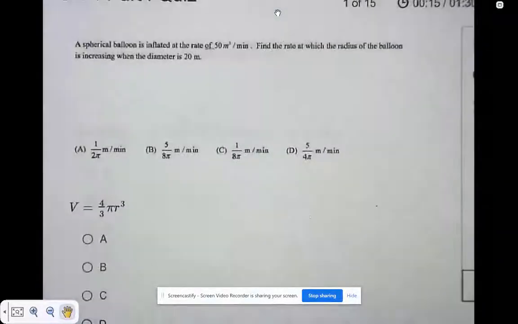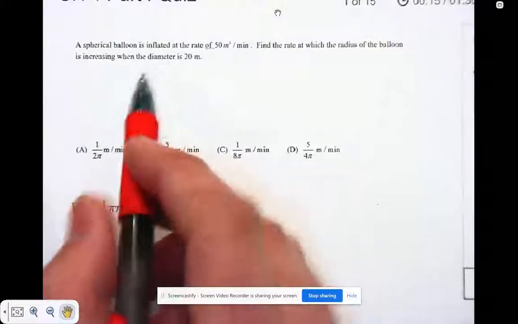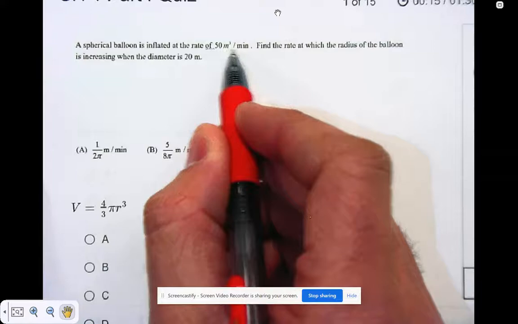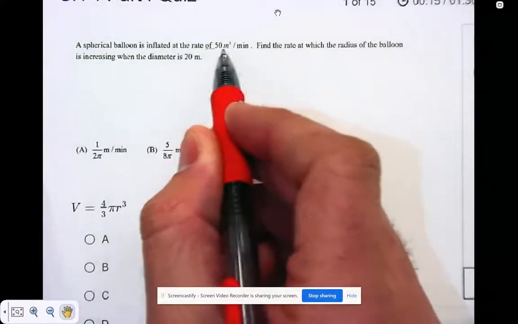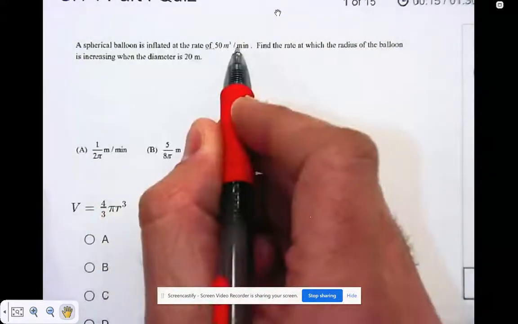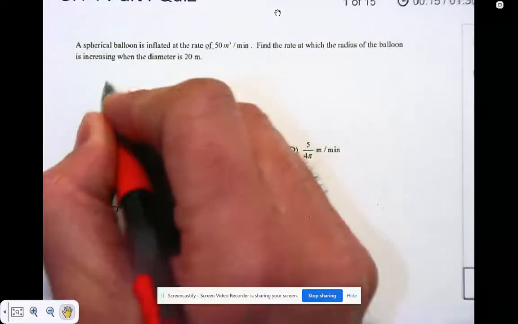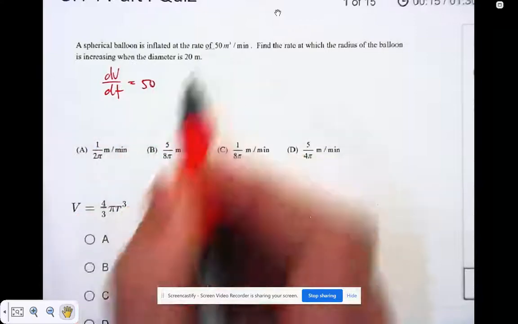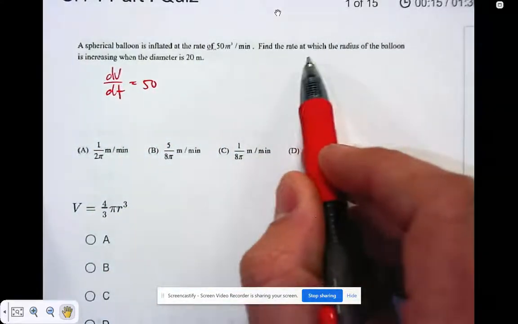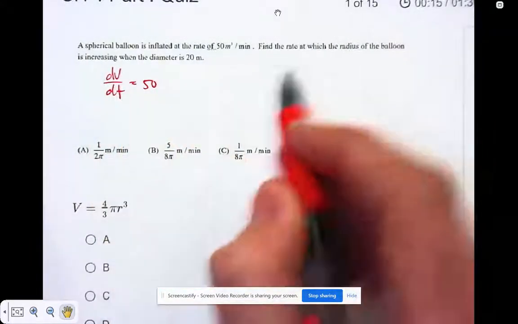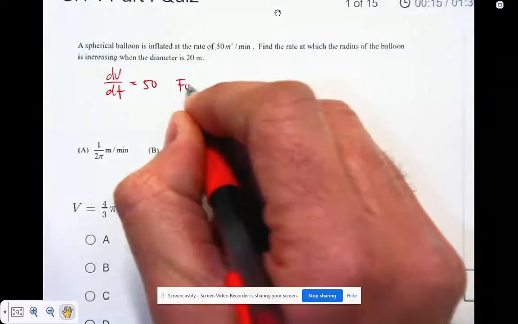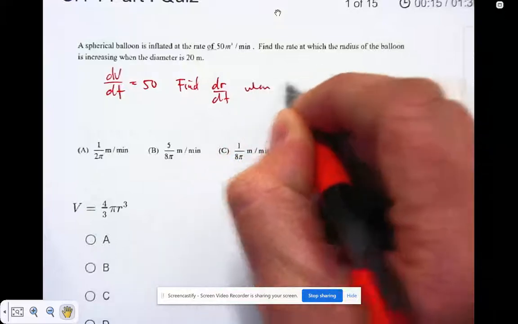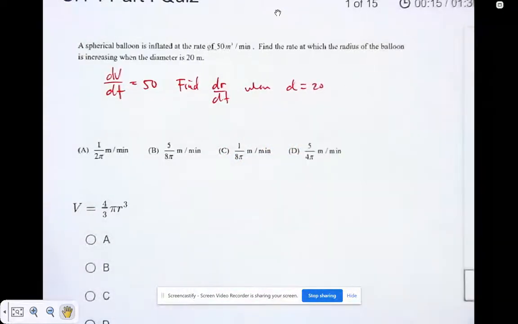All right, so first one here, you got a spherical balloon. It's inflated at the rate of 50 cubic meters per minute. That's a volume, right? Because it's cubic per time, that's a dV/dt. So it's inflated, that's the rate of change of the volume with respect to time. It's positive 50 because it's getting inflated. The rate at which the radius of the balloon is increasing, find that. So find dr/dt when the diameter is equal to 20.